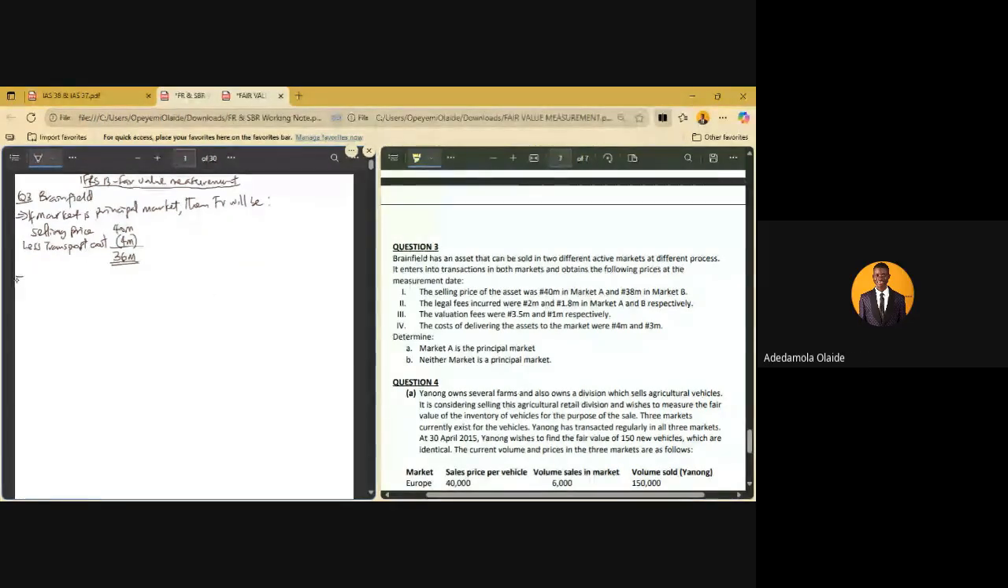But if neither market is a principal market, then what do we do? Then we have to first determine the most advantageous market. What is our most advantageous market?